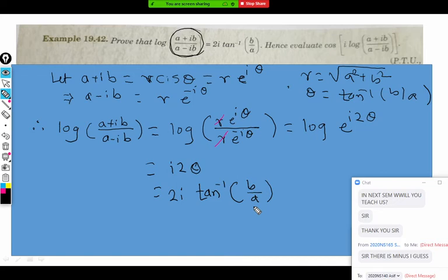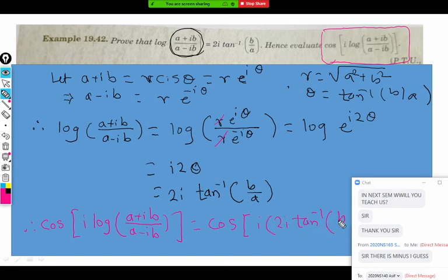There is one more part actually. In the second part we have to find out the value of cos of this one. Therefore, cos of i times log of (a plus ib) upon (a minus ib) is equal to, now this iota will be as it is. Log of (a plus ib) upon (a minus ib) we already completed here. This is the value, 2 iota tan inverse of b upon a.